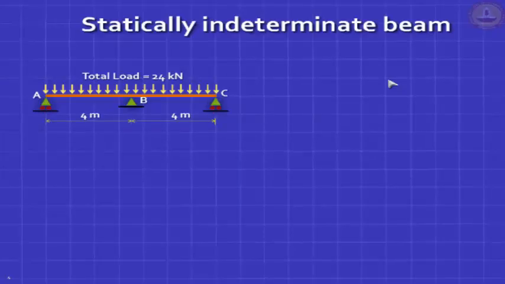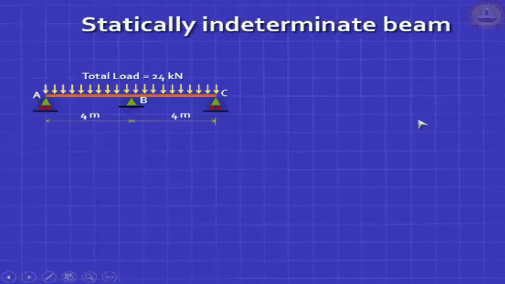Take a look at this beam. This is what we call a two-span continuous beam. Let me make it more interesting. Let's say it's a log of wood and it's supported by 3 people. Let's say they are all of the same height, so they're all supporting at the same level. Had the middle person not been there, the 24 kilonewton would have been shared equally, 12 and 12 here. But certainly the middle fellow will also take some load. The question is how much?